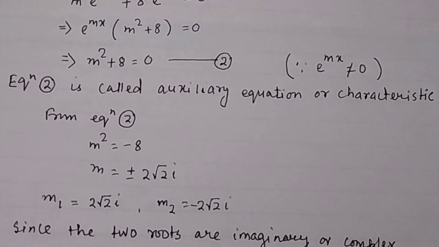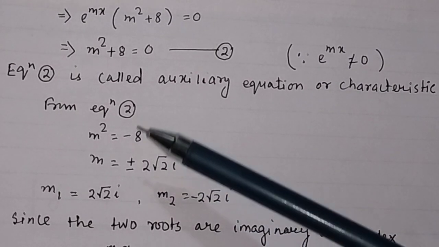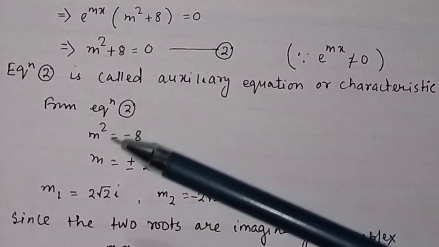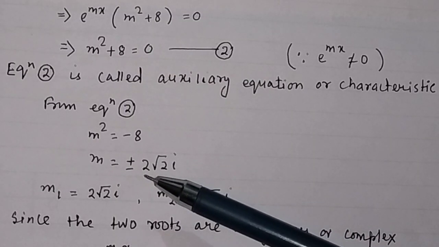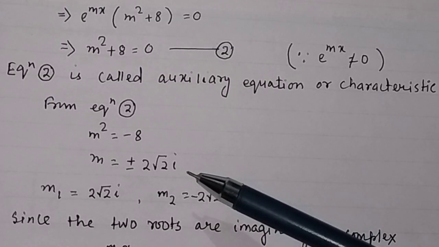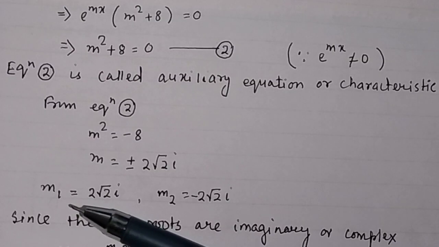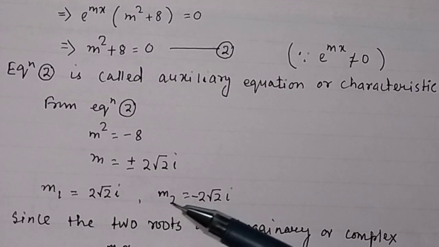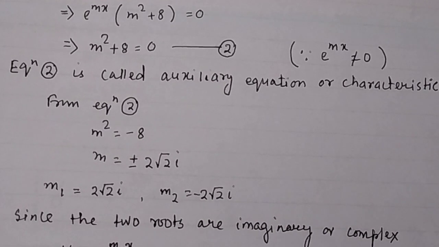Now you solve equation 2, the auxiliary equation, to find the value of m. From the auxiliary equation, m square plus 8 is equal to 0, so m square is equal to minus 8. So m will be equal to plus minus 2 root 2 into i, where i is the imaginary number. So you have two imaginary roots: m1 is equal to 2 root 2 i, and m2 is equal to minus 2 root 2 i.